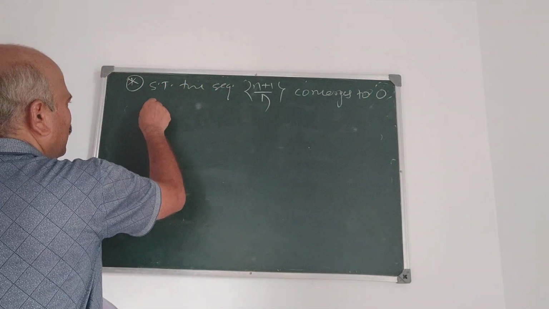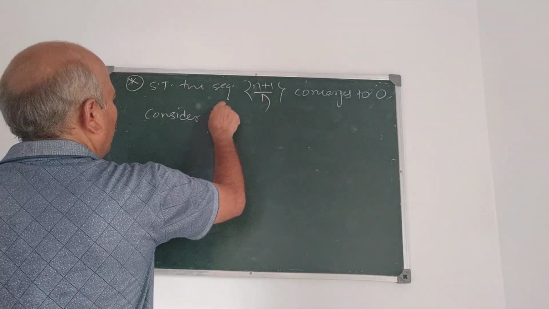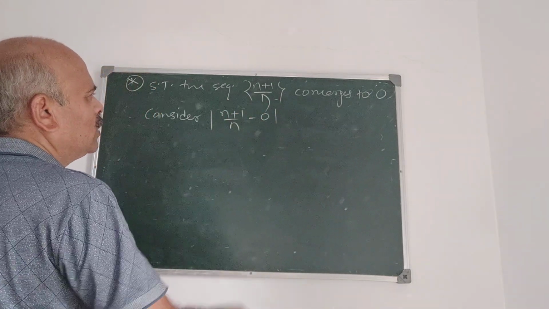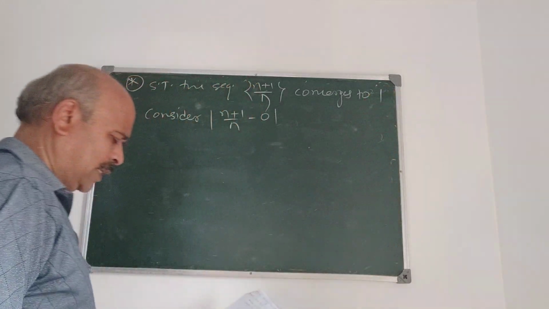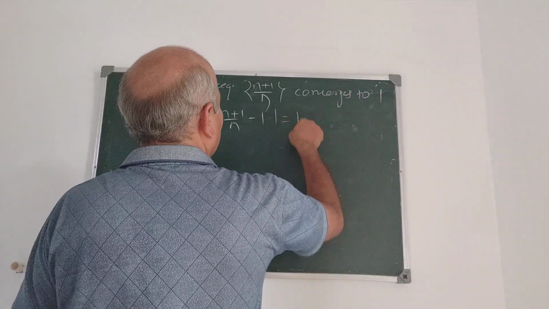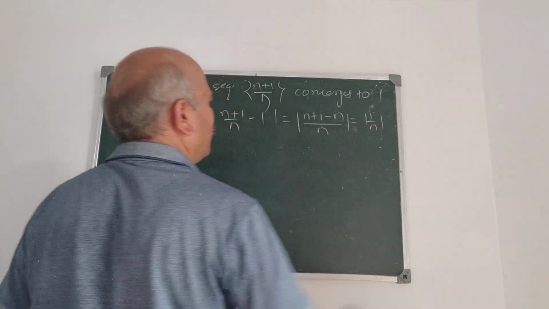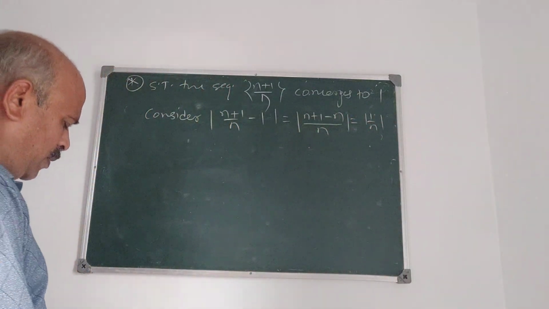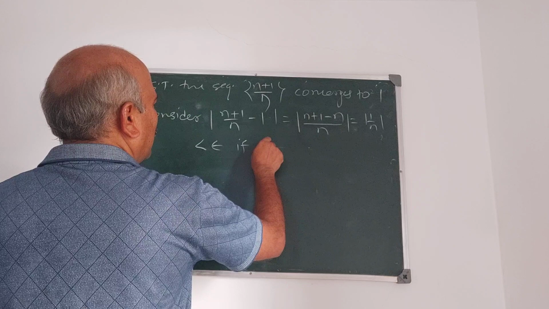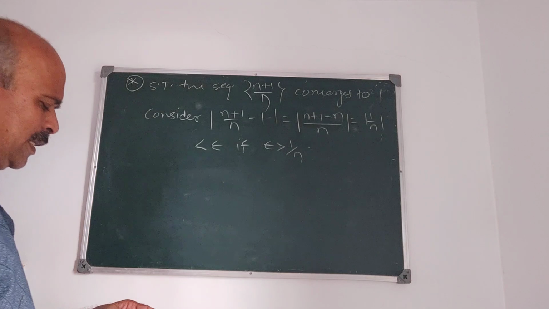As in the previous example, consider mod (n plus 1) upon n minus 0. It converges to not 0, it is 1, correct? It converges to 1. (n plus 1) upon n minus 1 is (n plus 1 minus n) upon n, therefore mod 1 upon n. As in the previous, it is less than epsilon if epsilon is greater than 1 upon n.